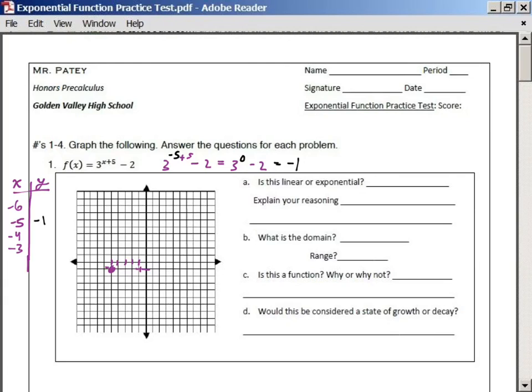You'll get some points here, and then you connect the points so you have a line, and you're done. After that, see if you can find your domain and your range. Tell me if it's a function or not. You have to remember what a function is in order to do that, and so on and so forth.